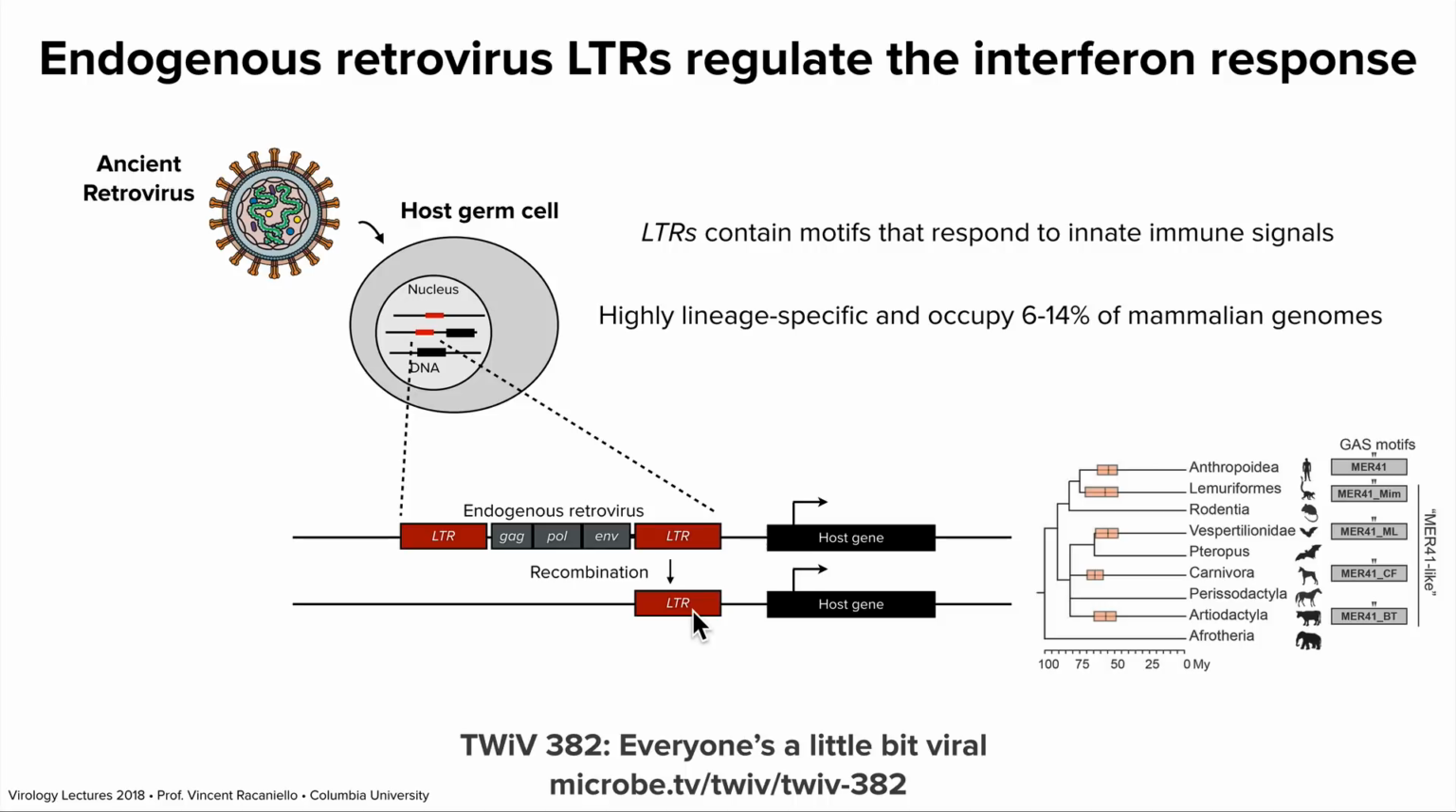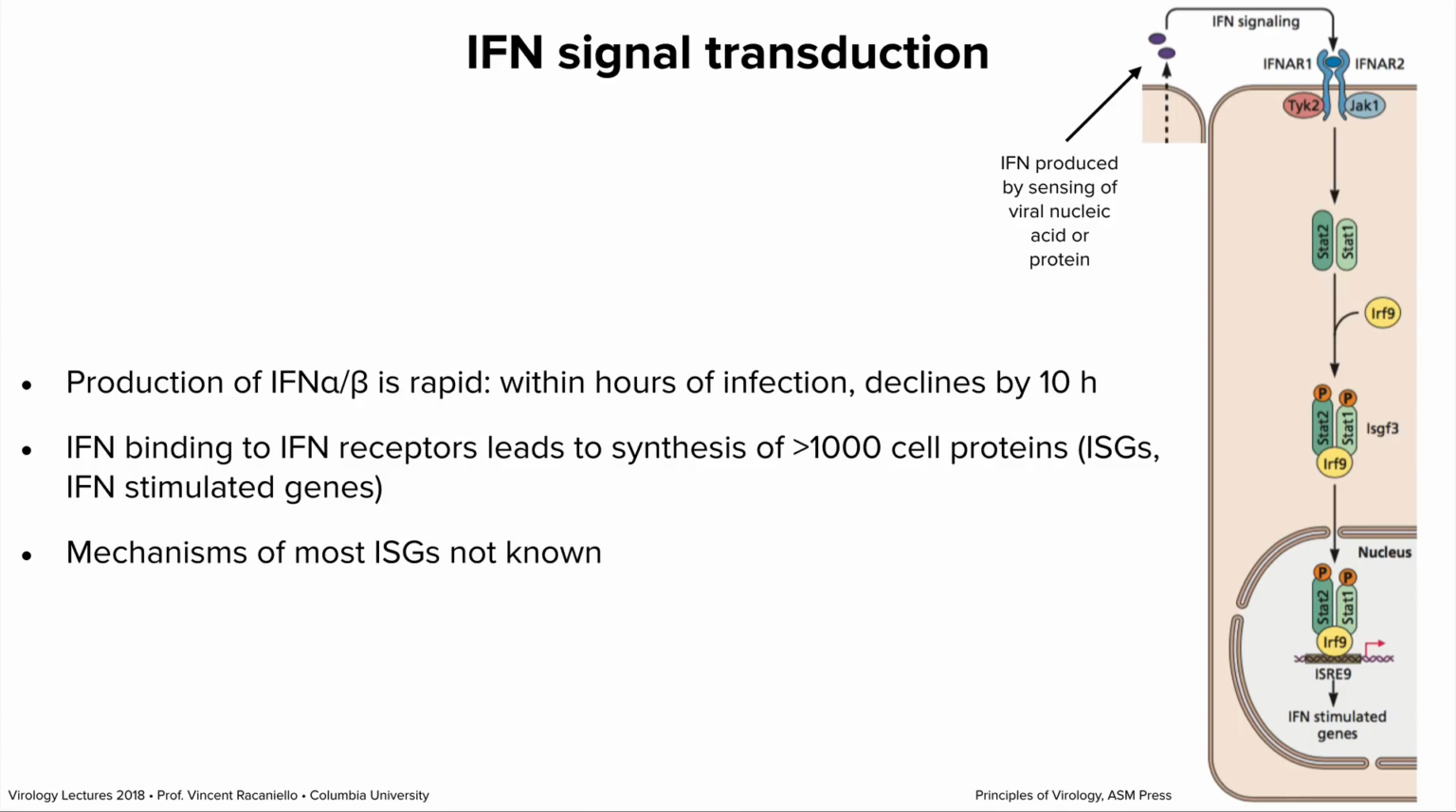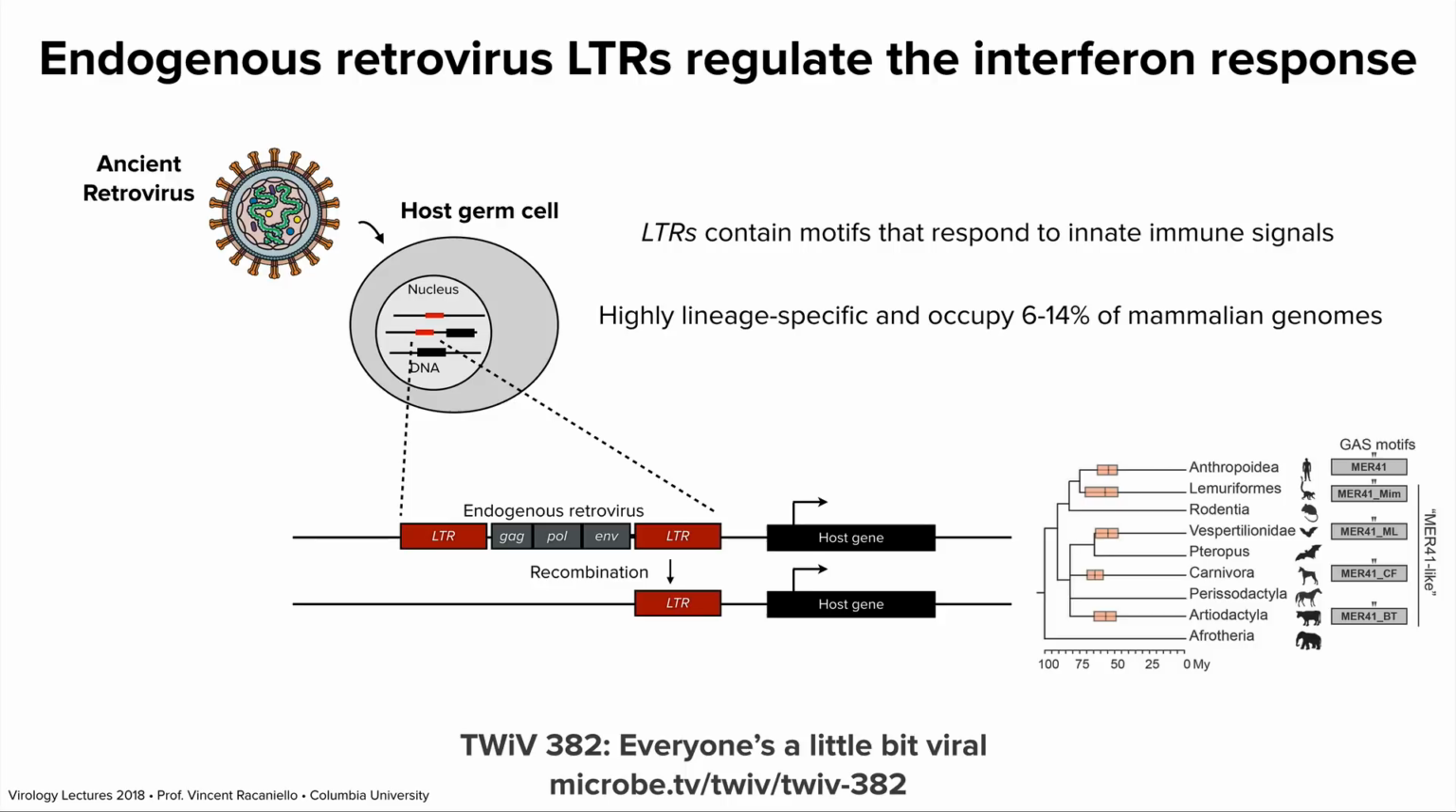particular interferon-stimulated genes. If we go back to this slide, when this transcription factor enters the nucleus after the cell has been engaged by binding interferon, it binds to gene promoters of interferon-stimulated genes, or ISGs. These promoters, many of them are comprised of the LTRs from retroviruses. So these are occupying between 6 to 14% of mammalian genomes.